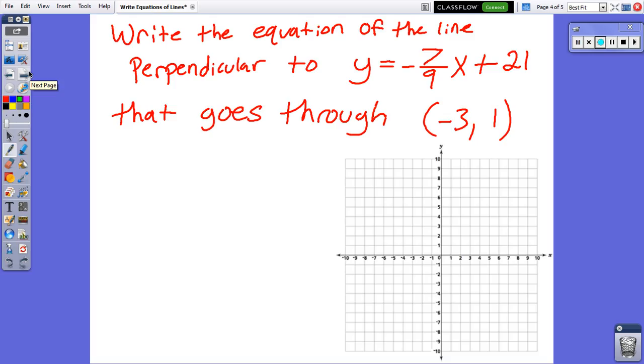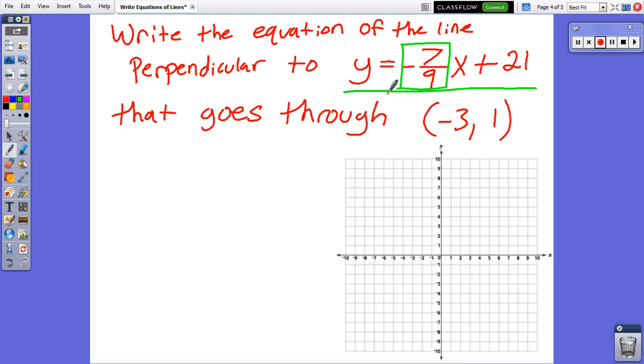Now we're given an equation right here, and we're told to find the equation of a line perpendicular to that line that goes through the point negative 3, 1. Slopes that are perpendicular are opposite reciprocals. So we're going to need to take the slope of this line, underlined in green, which is negative 7/9, and find the opposite reciprocal of that.